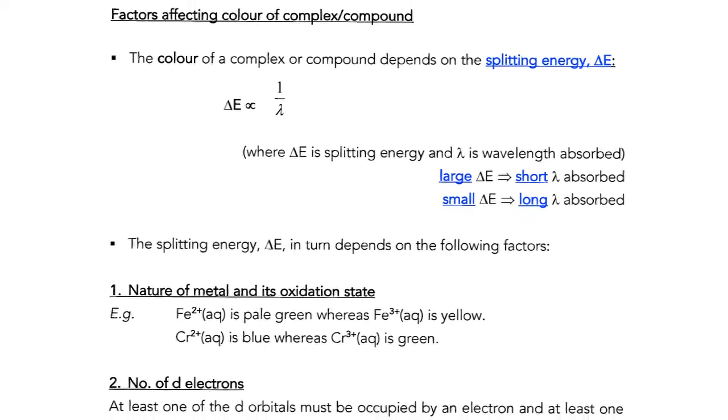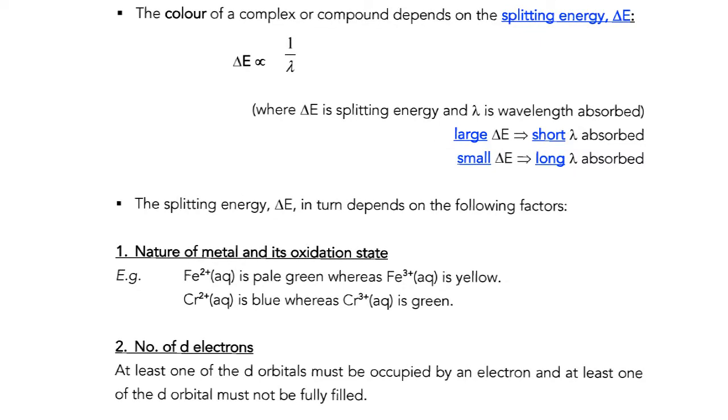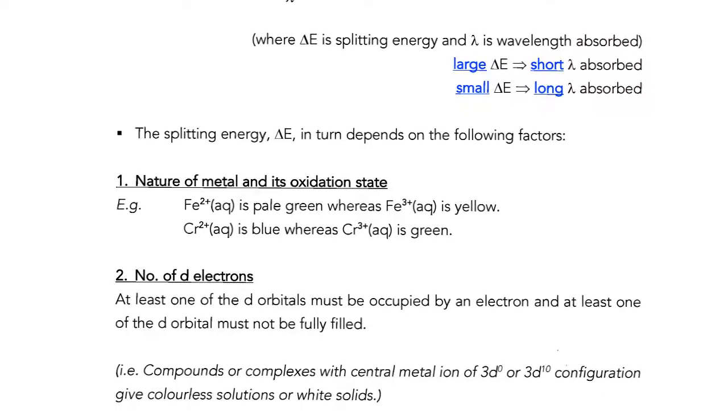Of course, it also depends on the transition metal oxidation state, because the number of electrons affects the repulsion on delta E. And of course, in order for your d-d transition to take place, you must have empty or partially filled d orbitals. So there must be a higher energy group for you to do the d-d transition.